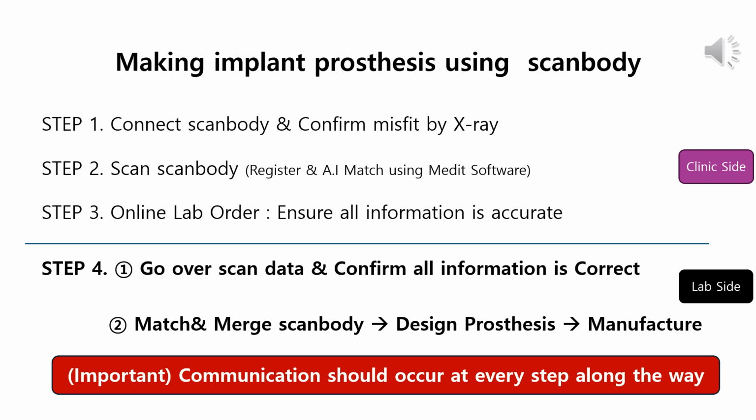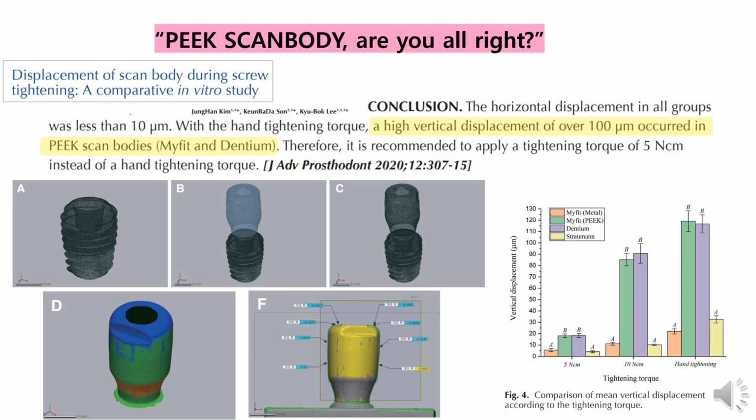If we assume that Dr. Nguyen did everything perfectly as he stated, then the mistake probably happened on the dental technician's end. How much damage can each individual suspect cause? Let's assess this. We actually found a paper that said that PEEK material scan bodies can cause errors.